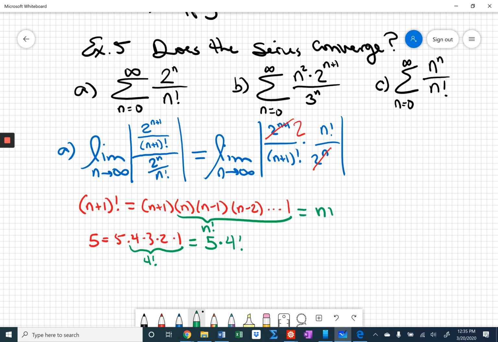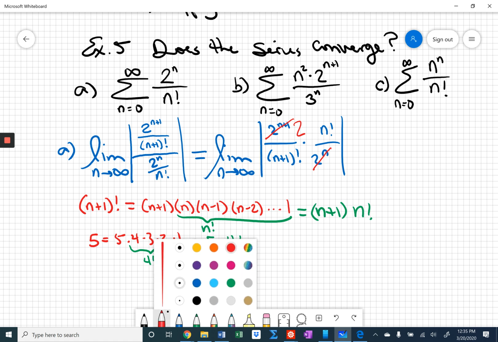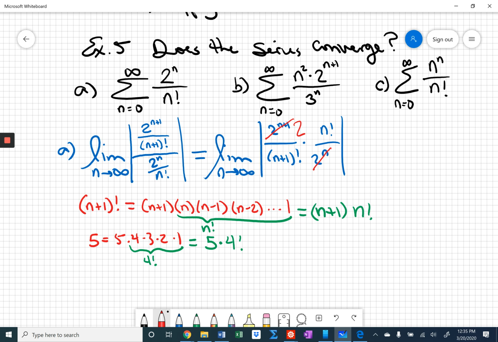And so we have n plus 1 times n factorial. That's another way of writing what n plus 1 factorial is. Well, that's nice because I have n factorial here, and I know n factorial is a factor of all of this, and when I cancel those out, I'm left with an n plus 1 here in the denominator.